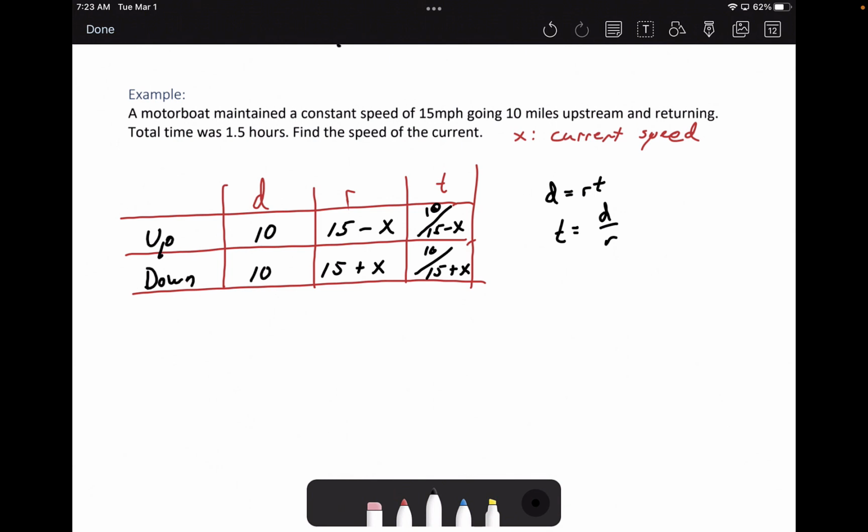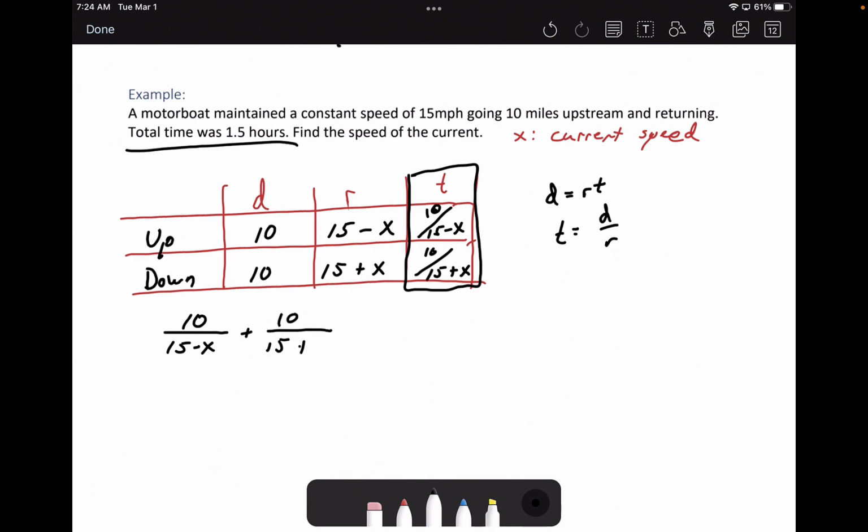The last two boxes will always be what we use to set up the equation. So what else do we know about time? We know that the total time is 1.5 hours. So if we know the total time is 1.5 hours, then we can add the two times. 10 over 15 minus x plus 10 over 15 plus x is equal to 1.5. Setting up the equation is the hard part.